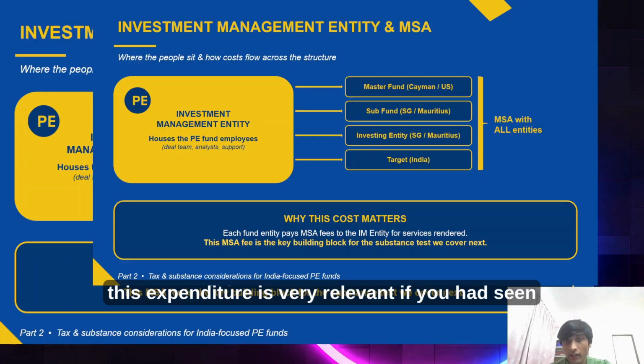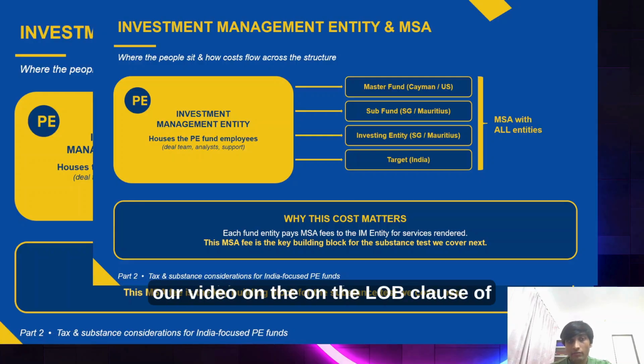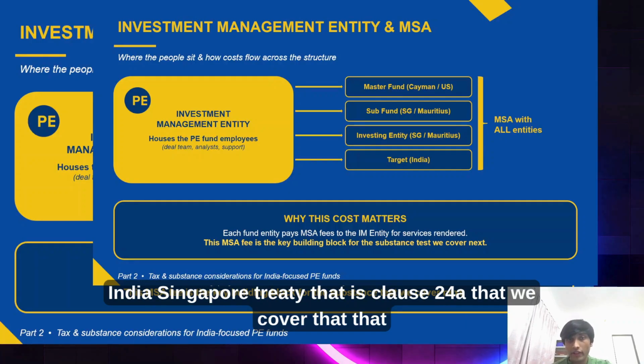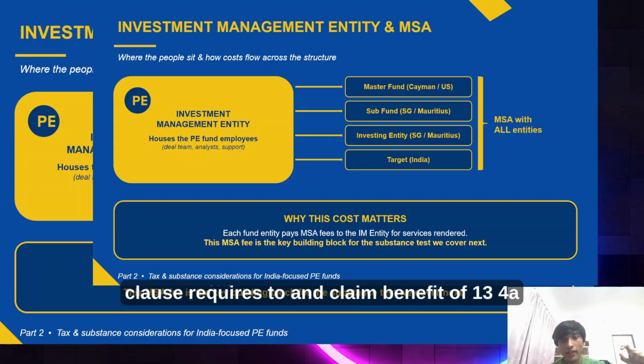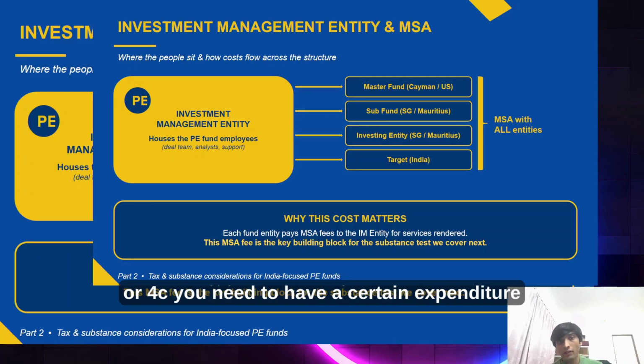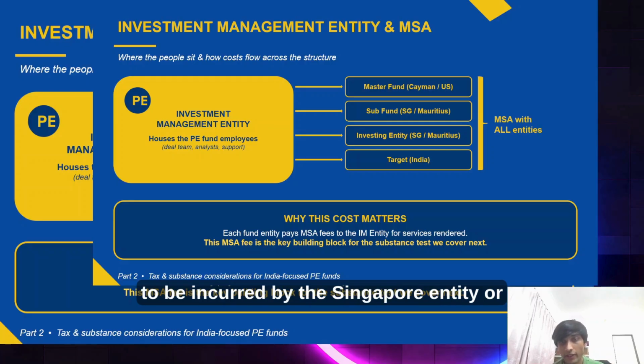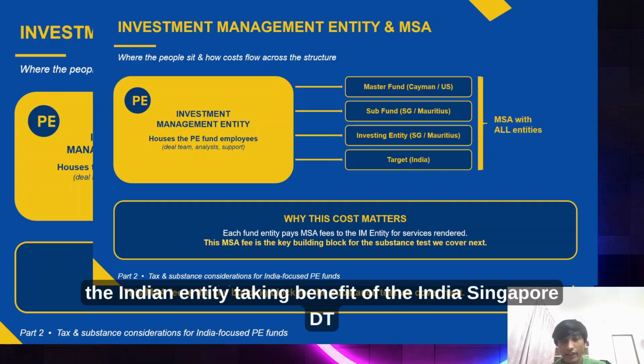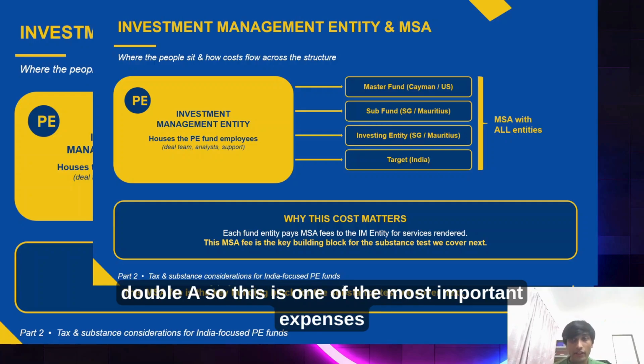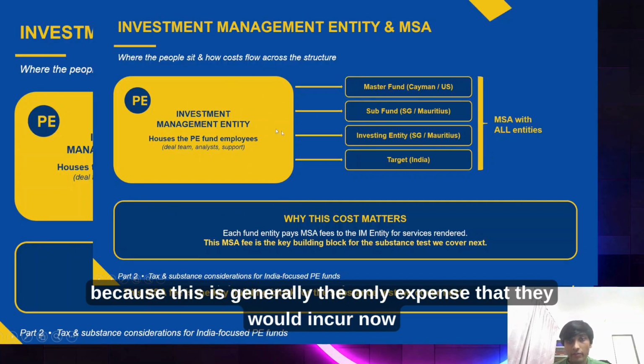And this expenditure is very relevant. If you had seen our video on the LOB clause of the India Singapore treaty, that is clause 24A, that clause requires, to claim benefit under Article 13 4A or 4C, that you need to have a certain expenditure incurred by the Singapore entity or the Indian entity taking benefit of the India Singapore DTAA. So this is one of the most important expenses, because this is generally the only expense that they would incur.